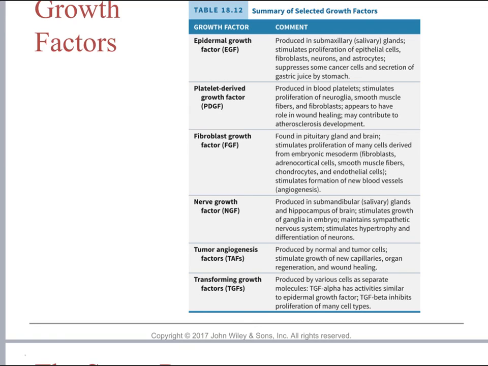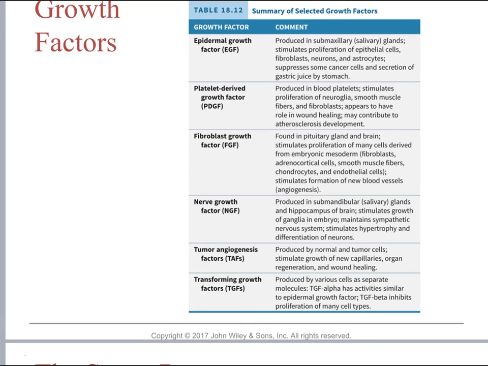Epidermal growth factor, EGF. This is produced in the submaxillary salivary glands, which stimulates proliferation of epithelial cells. The second is platelet-derived growth factor, or PDGF. This is produced in blood platelets, stimulates proliferation of neuroglia, smooth muscle fibers, and fibroblasts, and has a role in wound healing. Fibroblast growth factor, again found in the pituitary gland and brain, stimulates proliferation of many cells derived from embryonic mesoderm. Nerve growth factor, produced in the submandibular salivary gland and the hippocampus of the brain, stimulates growth of ganglia and embryos, and maintains the sympathetic nervous system.